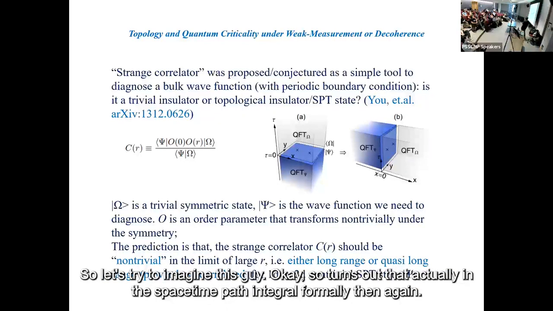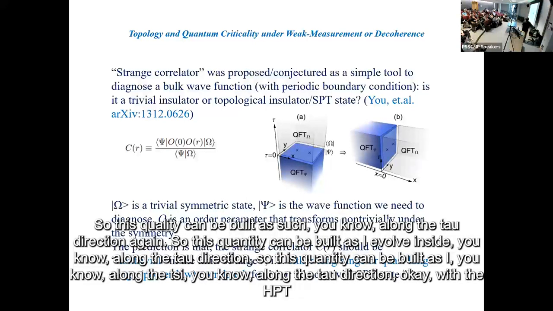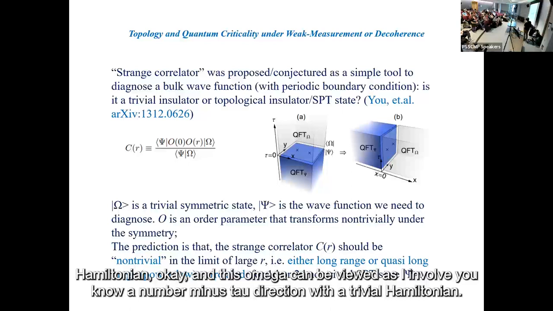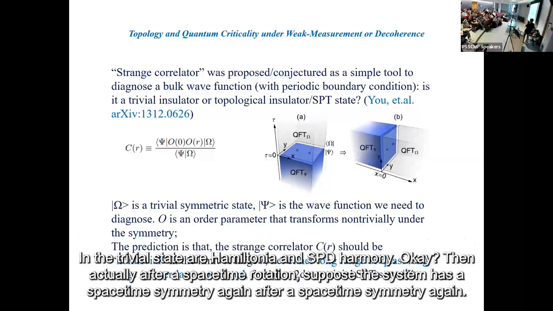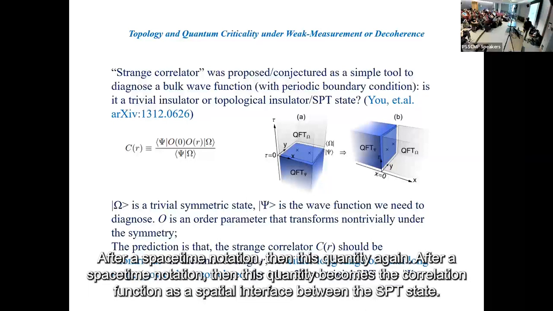So let's try to evaluate this quantity. It turns out that in the space-time path integral formulation, this quantity can be viewed as: I evolve psi along the tau direction with the SPT Hamiltonian, and omega can be viewed as evolving along the minus tau direction with a trivial Hamiltonian. Then this quantity is a correlation function of the O operator at a temporal interface between the trivial state Hamiltonian and the SPT Hamiltonian. But after space-time rotation, supposing the system has a space-time symmetry, this quantity becomes the correlation function at a spatial interface between the SPT state and a trivial state. And here we know for sure that this correlation function cannot be trivially exponentially decaying.